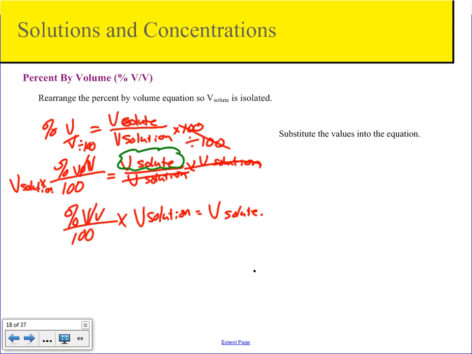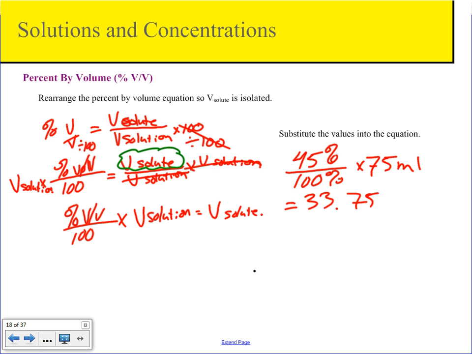Then we need to substitute the values into the equation. So the percent by volume that I have is 45%. I'm going to divide that by 100%. And then I am going to times that by 75 milliliters, which is the total volume that I have of this solution. And this becomes 33.75 milliliters as the percentages cancel out.